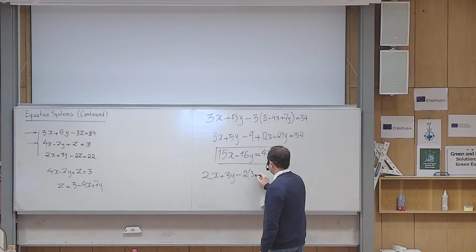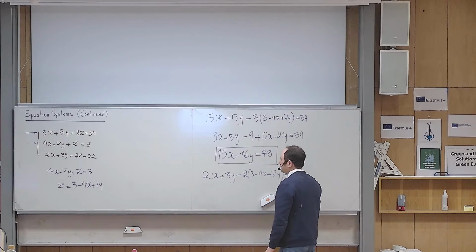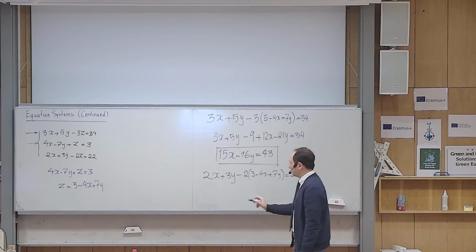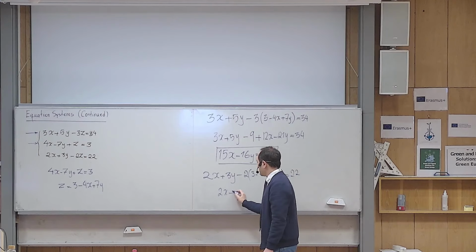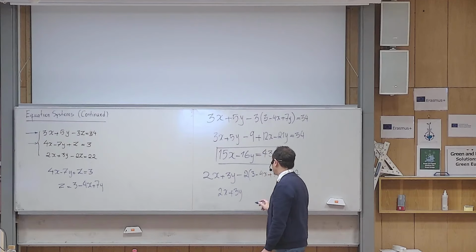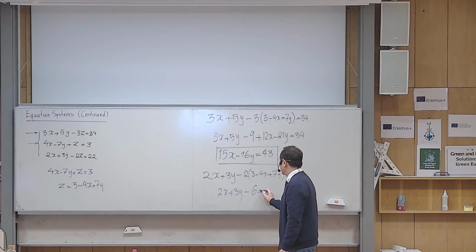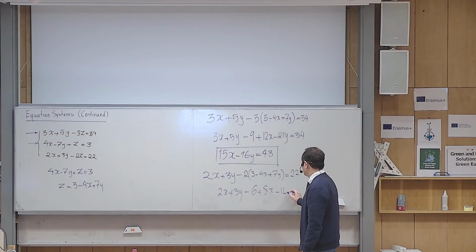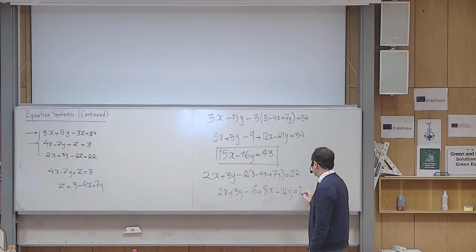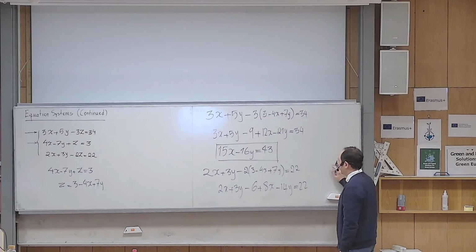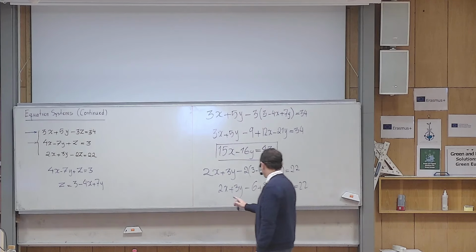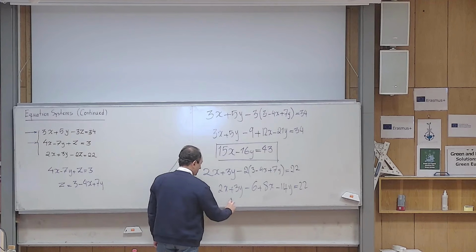So it becomes 3 minus 4x plus 7y is equal to what? 22. Again, simplification. So 2x plus 3y, I multiply minus 2 in, so it becomes minus 6 plus 8x minus 14y is equal to 22. And then I want to simplify it. So if you don't mind, let me simplify it exactly here. So I have 2x and 8x, it becomes 10x.